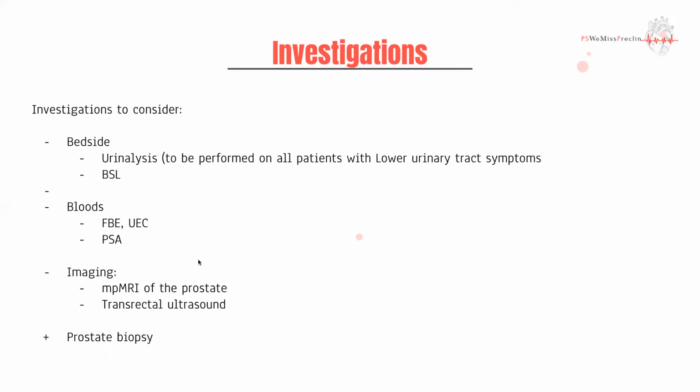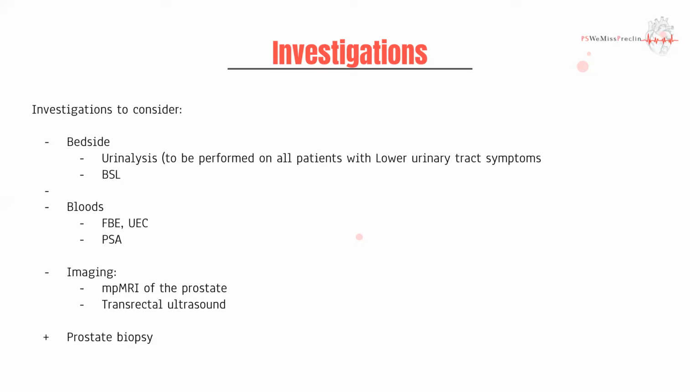Investigations to consider: urinalysis, to be performed on all patients with lower urinary tract symptoms because they can often mimic a UTI. Blood sugar levels can also cause things like nocturia and frequency, especially if the patient's diabetic, as most old patients tend to be. Good to check this. An FBE and UEC. A UEC is relevant because we worry about bladder outlet obstruction and reflux nephropathy eventually causing hydronephrosis, a post-renal AKI. We want to make sure that the renal function is good. And we can also do a PSA. I've talked about PSA in the previous lecture, and I'll touch base on it on the next slide.